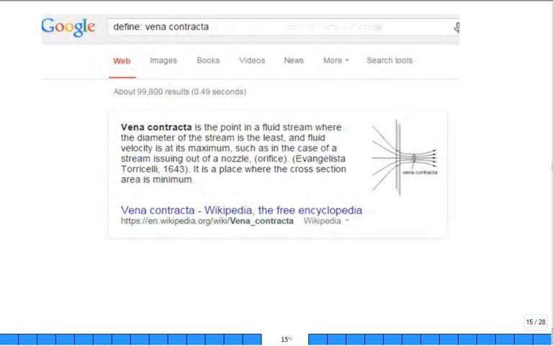So you can read more about the vena contracta. It's a point in the fluid stream where the diameter of the stream is the least and the fluid velocity is at a maximum. And Torricelli, we talked about him before, studied this and talked about it.